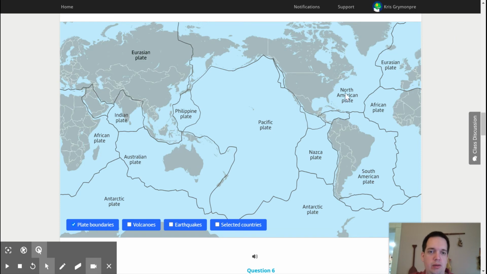Now remember, we're right here in Boston where the North American plate is, but we're not near the edge. We're not near a boundary. We're kind of near the center. Let's find out if we have any volcanoes or earthquakes.